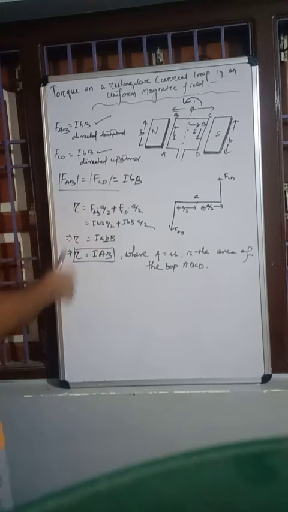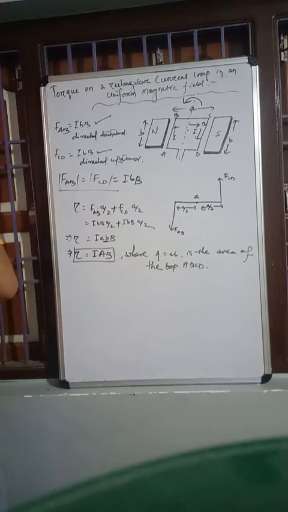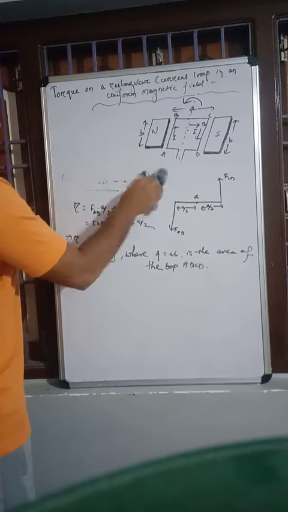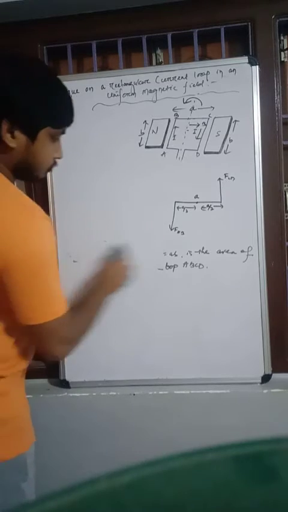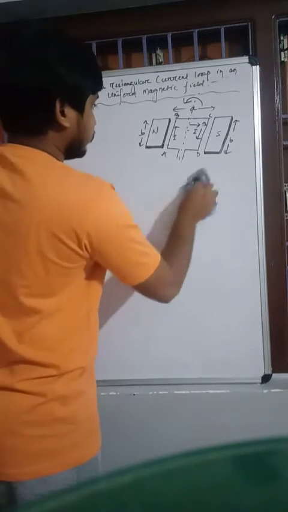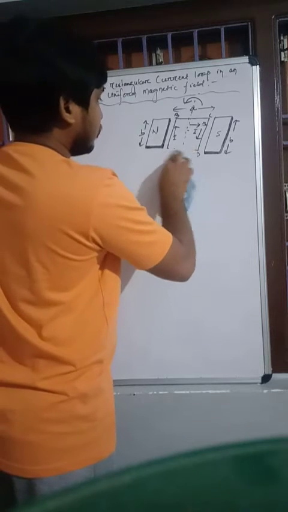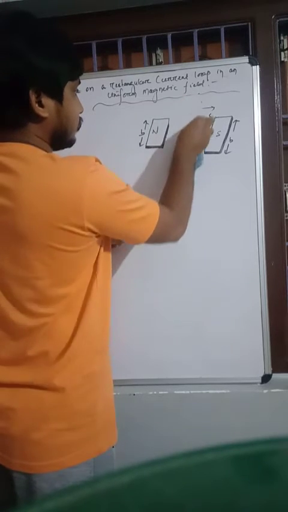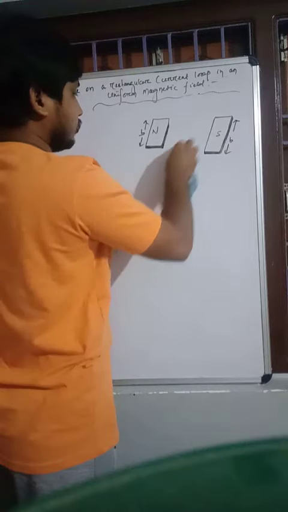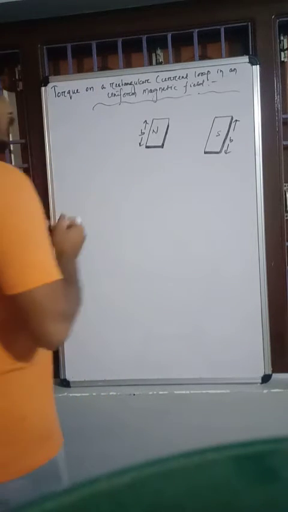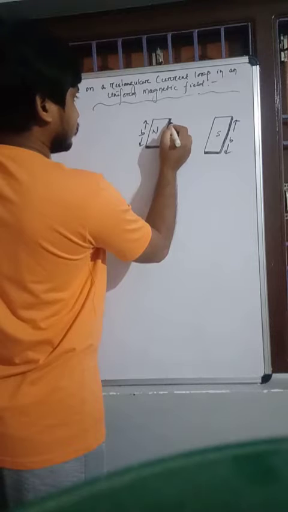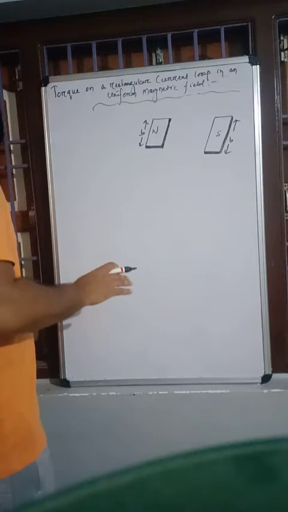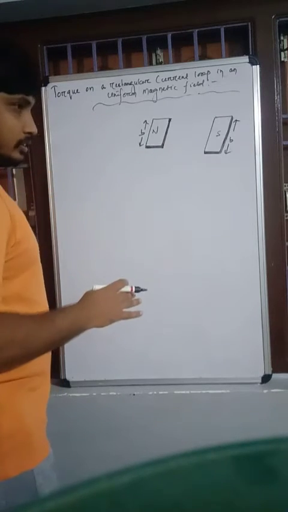So now let us consider the second case. I'll keep the same diagram. I will just erase this rectangular loop. Here I will see that the plane of this rectangular loop is making a certain angle with the magnetic field.